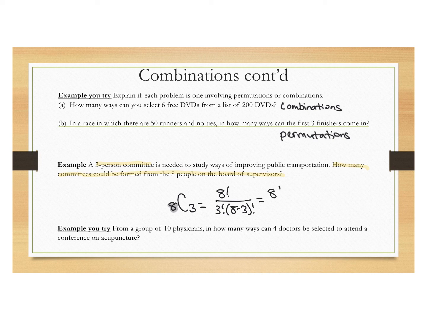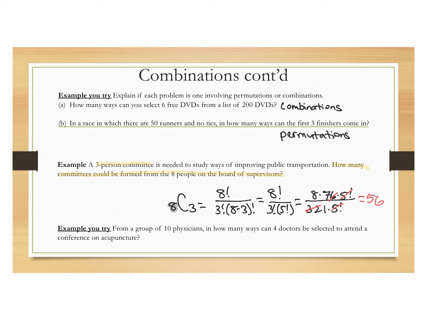8 factorial over 3 factorial times 5 factorial. And we know the biggest on the denominator is a 5 factorial, so we can leave 3 times 2 times 1 and 5 factorial. 8 will count down until we get to 5 factorial, and then we can cancel out. And we know 3 times 2 is 6, so this actually gives us 56 different ways.